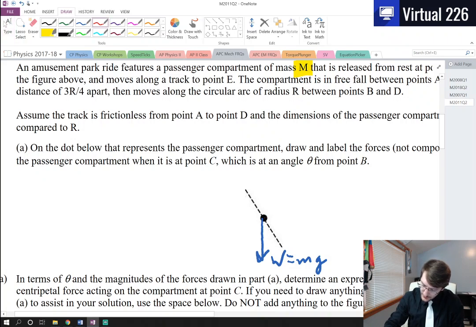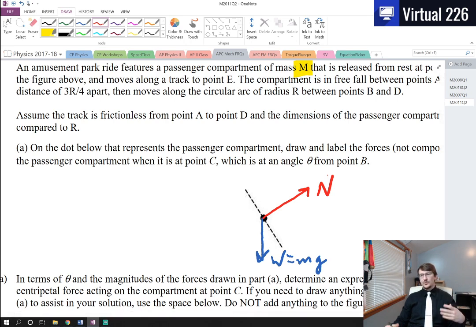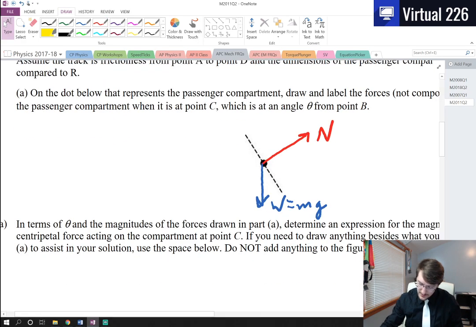So that normal force is going to come out perpendicular to that line right there, and there's our normal. Now, if you're on a flat surface, the normal is equal to the weight, but since we are on some sort of incline here, at some angle, that normal just has some value. We'd have to figure that out later.